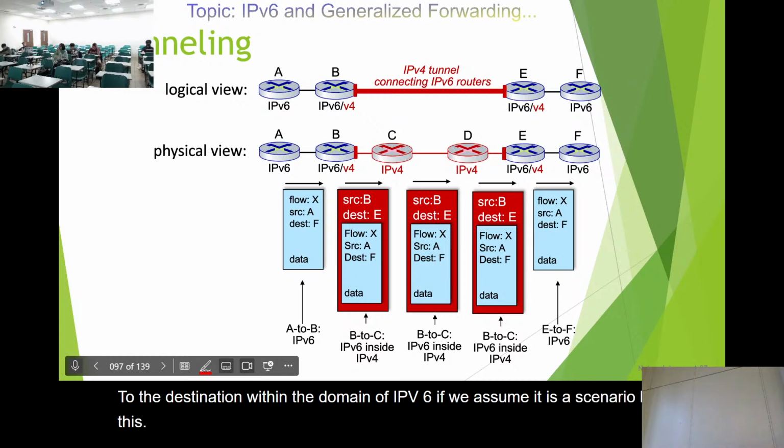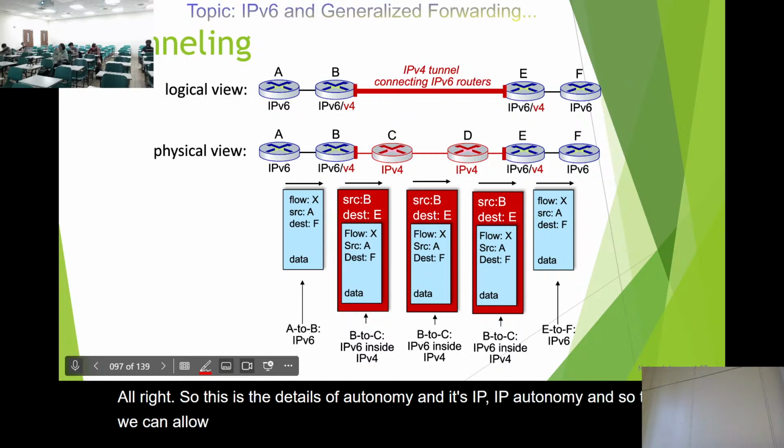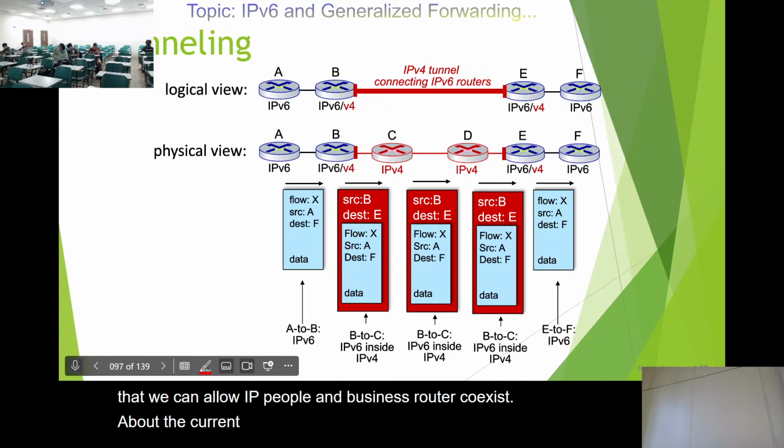All right, so these are the details of tunneling, and it's IP in IP tunneling, and so we can allow IPv4 and IPv6 routers to coexist. Well, about the current concept, I'll allow you 1 minute to think about this.